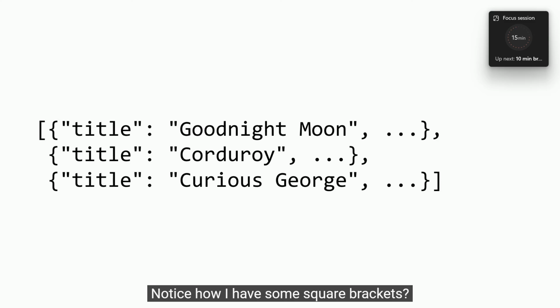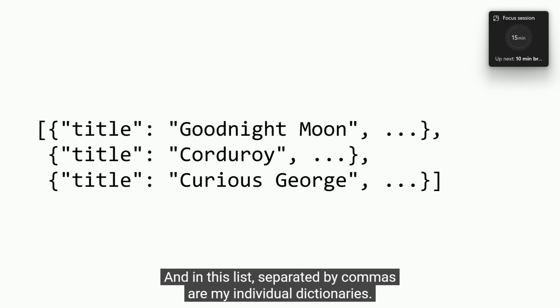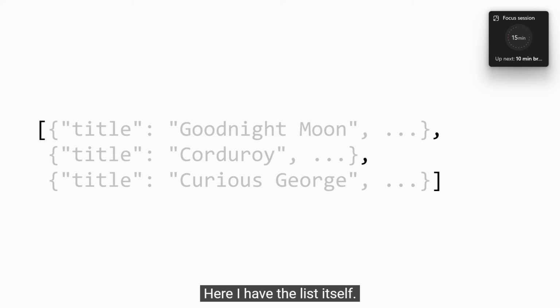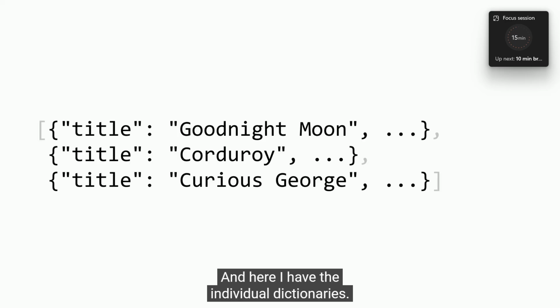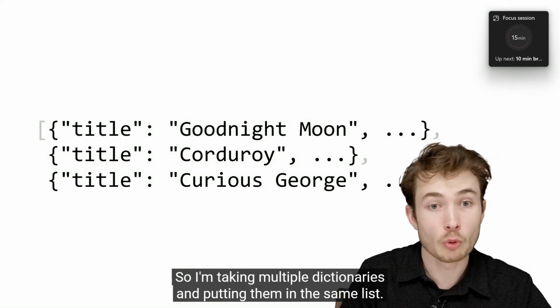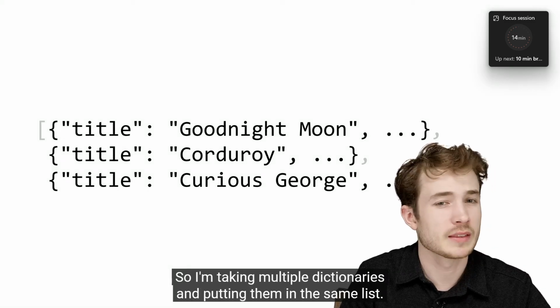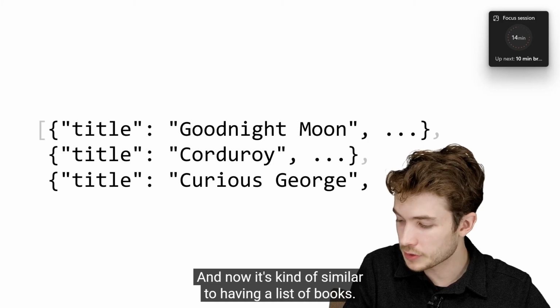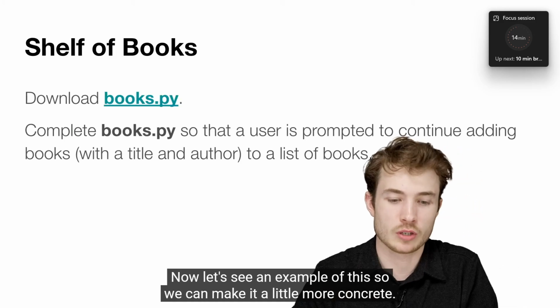Notice how I have some square brackets, and in this list, separated by commas, are my individual dictionaries. These dictionaries have the same key, which is okay because they're different dictionaries, but now I could see how I could develop a list of books. Here I have the list itself, and here I have the individual dictionaries. So I'm taking multiple dictionaries and putting them in the same list, and now it's kind of similar to having a list of books. Now let's see an example of this so we can make it a little more concrete.